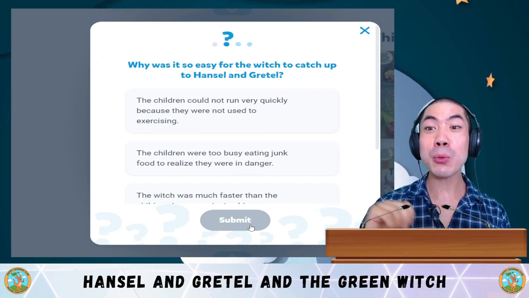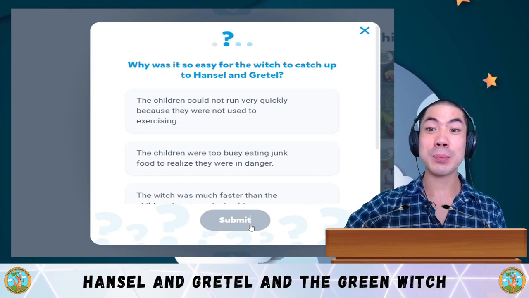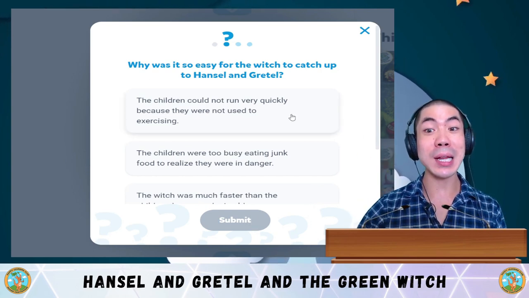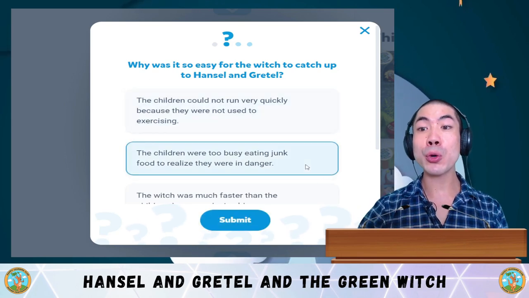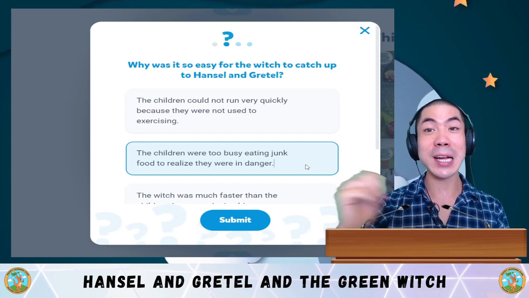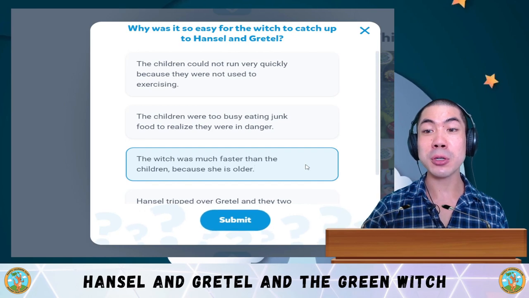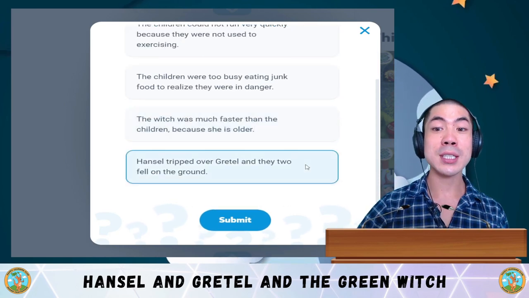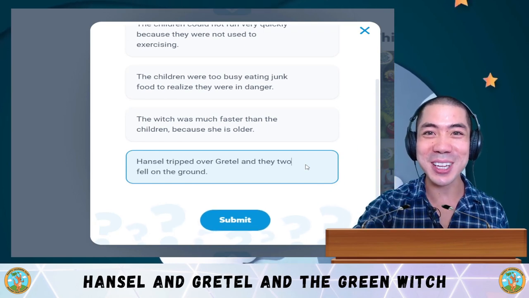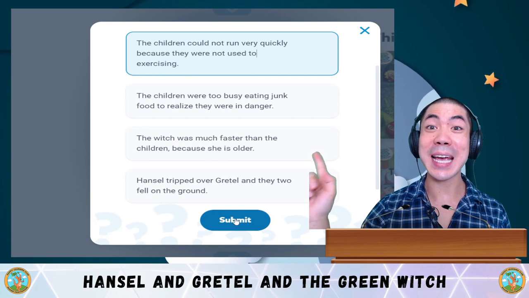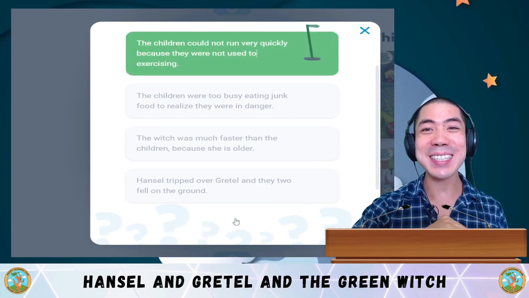Question 2. Why was it so easy for the witch to catch up to Hansel and Gretel? Was it because the children could not run very quickly because they were not used to exercising? Or was it because the children were too busy eating junk food to realize they were in danger? Or was it because the witch was much faster than the children because she is older? Or is it because Hansel tripped over Gretel and the two fell on the road? What do you think? I'll give you a moment. The answer is A. The children could not run very quickly because they were not used to doing exercise.